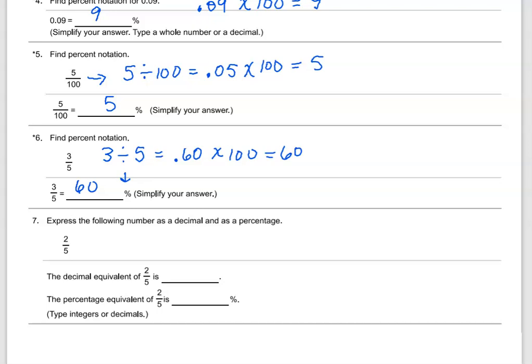So express the following number as a decimal and as a percentage. First thing we're going to do is 2 divided by 5, which is going to get me 0.40. Well, that's my decimal. To get it to a percentage, I have to take that same number and multiply it by 100, which is going to get me 40. Questions? This stuff's pretty straightforward.